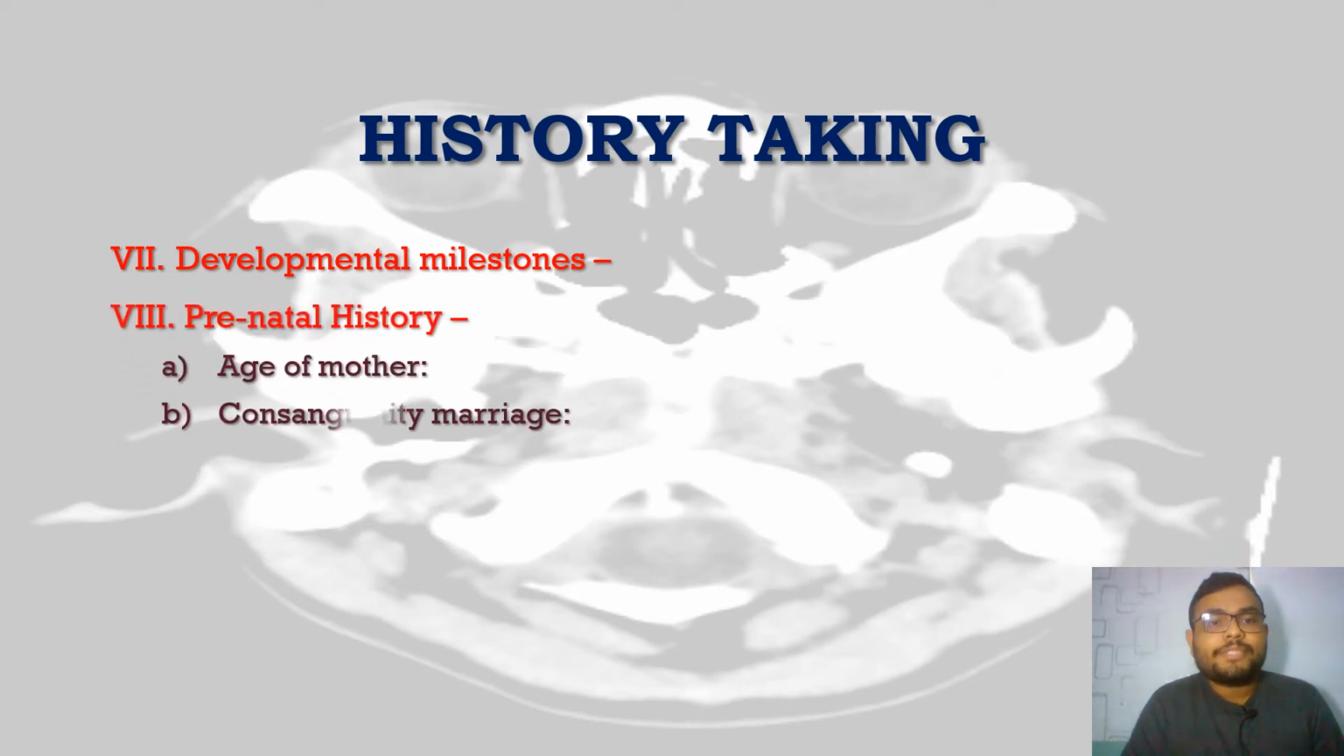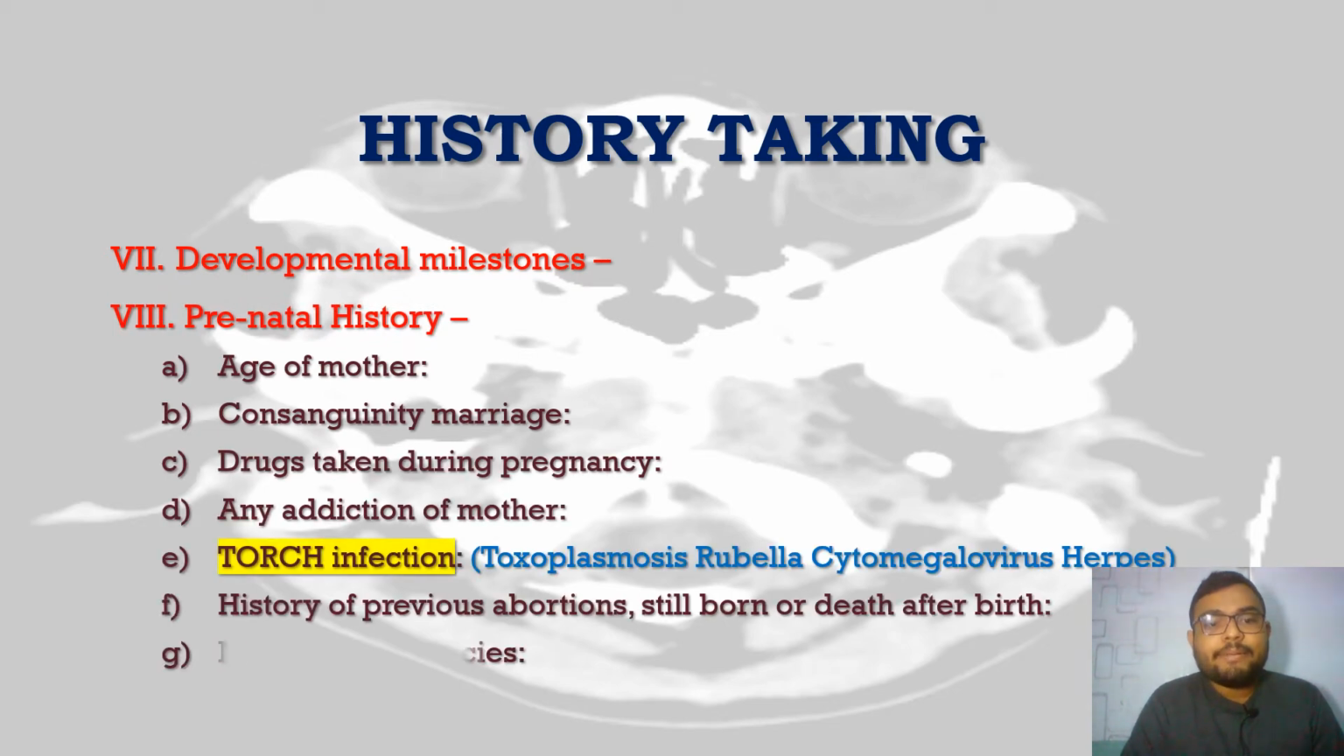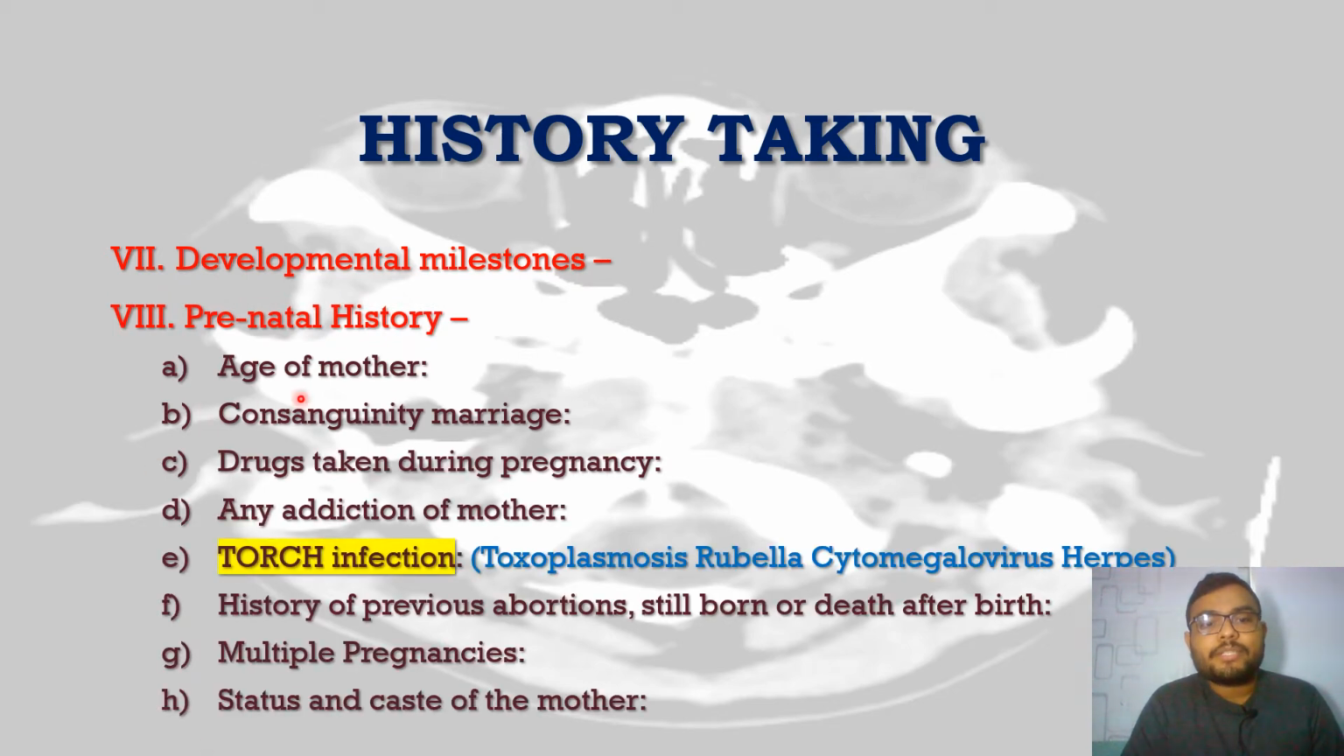Now, after that, you need to mention the prenatal history. In prenatal history, first comes the age of the mother at the time of conceiving, right? Then you need to mention if the marriage is a consanguinity marriage, that is the same relationship marriage, right? Then you need to mention if there are any specific drugs taken during pregnancy, right? Then you need to mention if there is any addiction of the mother during the time of pregnancy, or at least before 1 year of the pregnancy, right?